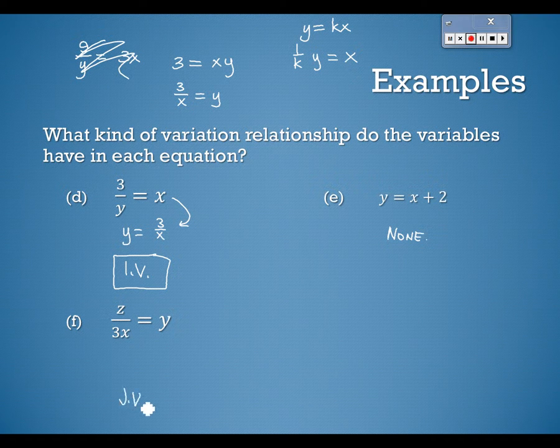Do you think it's joint? I think it might be joint. And what would it be? Z equals, do you know what that is? It looks good. I like it. Wow, 1 over x squared. Is that what it is?